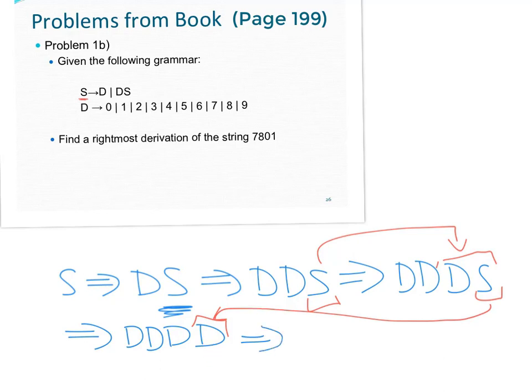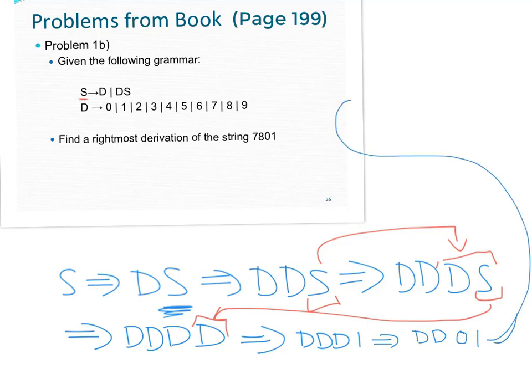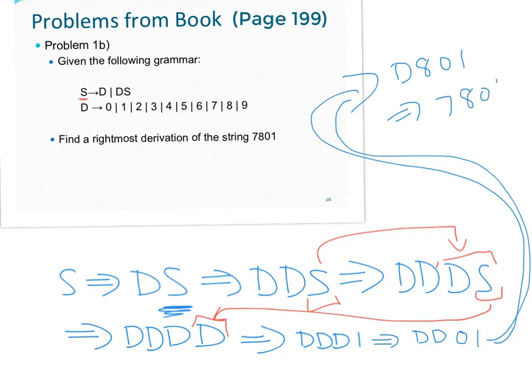So that's going to go to D, D, D1. And now we'll expand the rightmost D again. So that'll go to D, D, 01. Sorry, non-traditional notation, but I'm running out of space. That will go to D801, which goes to 7801, and we're done.